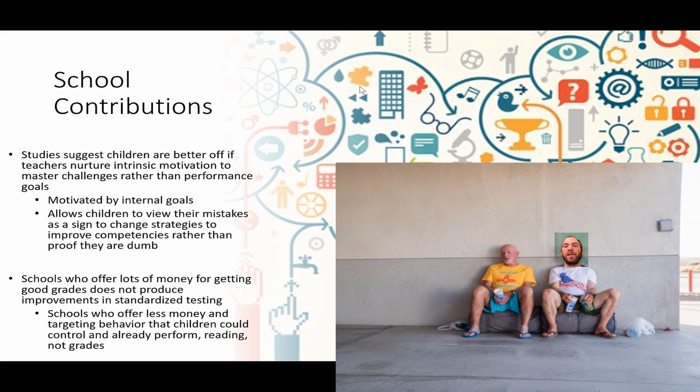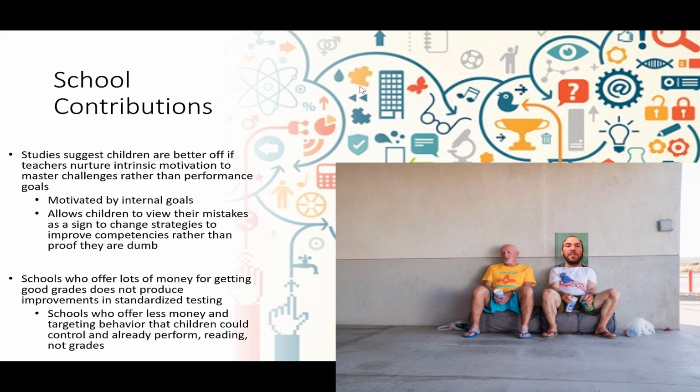Studies suggest children are better off if teachers nurture intrinsic motivation to master challenges rather than performance goals. Motivated by internal goals, children can view their mistakes as a sign to change strategies to improve competencies rather than proof they are done. Schools that offer lots of money for getting good grades do not produce improvements in standardized testing. Schools that offer less money and target behaviors that children can control and already perform, like reading, not grades, do.